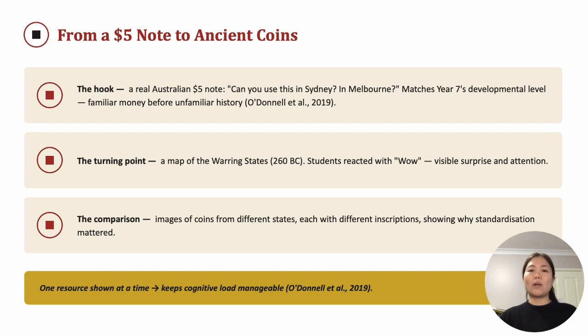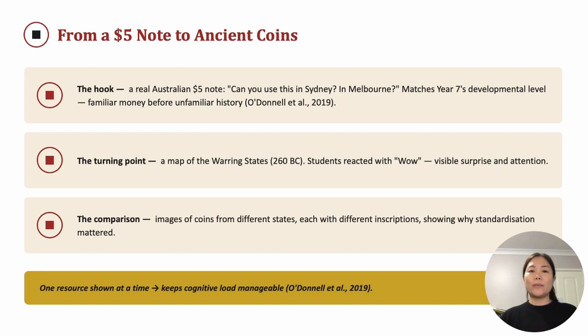Year 7 students already know Australian money well. They don't know much about ancient China history yet. Starting with something familiar matched their developmental level. It made the new, strange topic feel less scary to start.